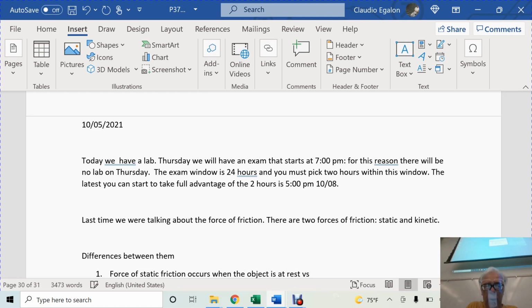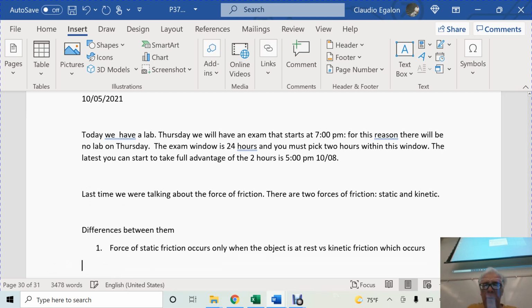Versus kinetic friction, which occurs only when the object is moving. And that has to be moving with respect to the contact surface. Okay, that's what it means. Moving with respect to the contact surface.